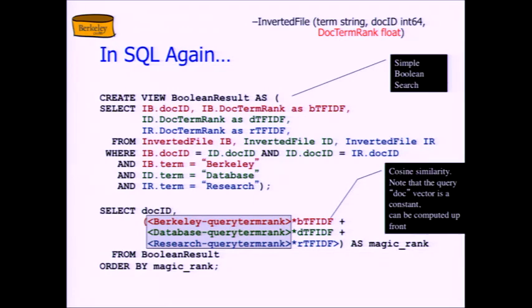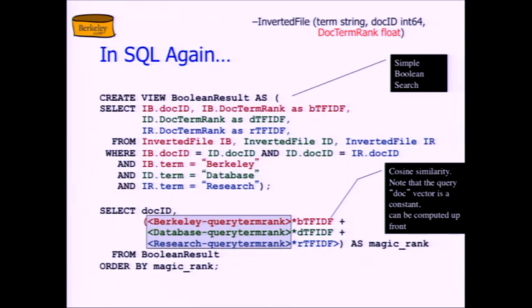Yes, sorry. The things on the right-hand side are from the view Boolean result. The things in the box are constants across the whole database. All right? The things in the box are your query. So if you write a query, this is your query document.